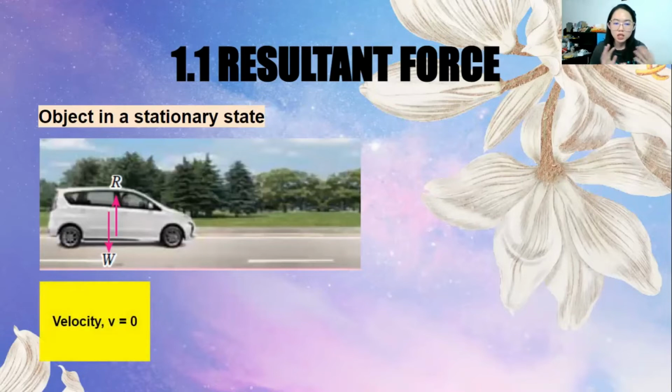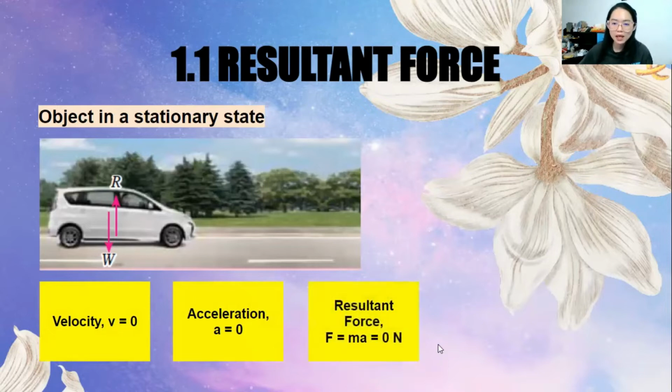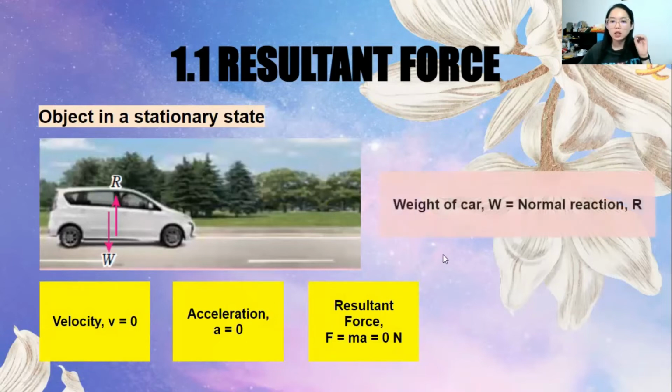When the object is stationary, the velocity is 0. When the velocity is 0, do you have acceleration? Of course, you don't have any acceleration, so a equals 0. According to Newton's second law, F equals ma, when you substitute 0 inside, you get 0 newtons. So the resultant force is equal to 0, and the weight of the car is equal to the normal reaction. We do not have a pulling force or a frictional force, because the car is not moving. So when the car is not moving, you only have weight and normal reaction. That's all, when the object is stationary.